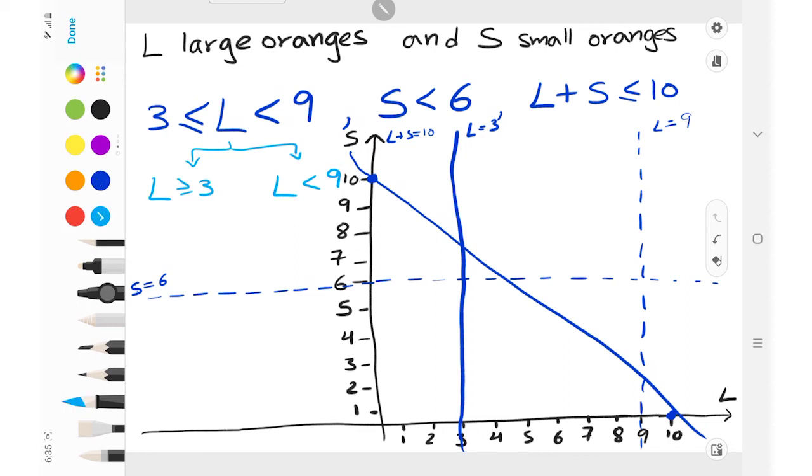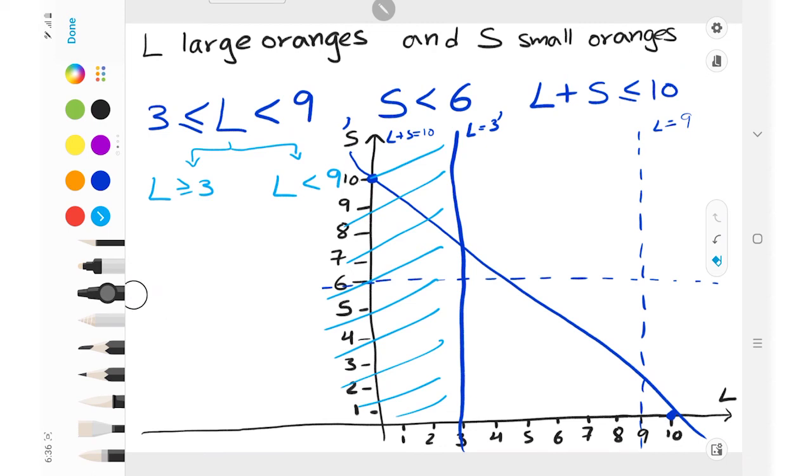Now, all we have to do is shade. So here we have the L. We want greater than 3. So the less than part, I don't want it. Now the negative part, I said it's cancelled out, because of course there is no negative number of oranges. So this is the shaded part. Now L, we want it less than 9. So I will shade L greater than 9.